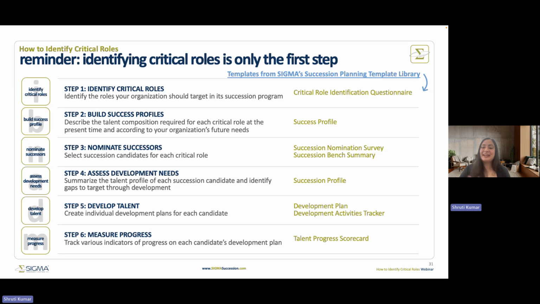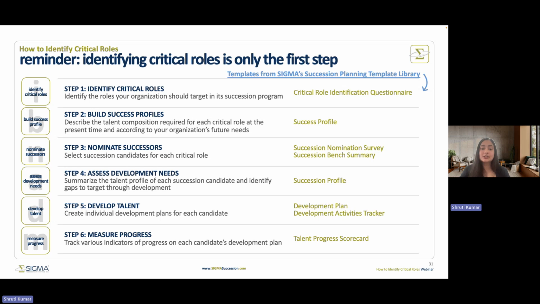Again, identifying critical roles is important, but it's only the first step in your succession program. The goal of identifying those critical roles is to highlight the roles that your organization will be targeting in the rest of the process. We've not covered that process in depth today, but we do offer plenty of free resources that you can use in your succession program.